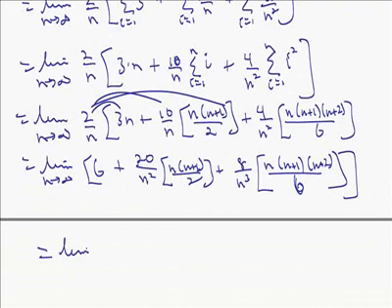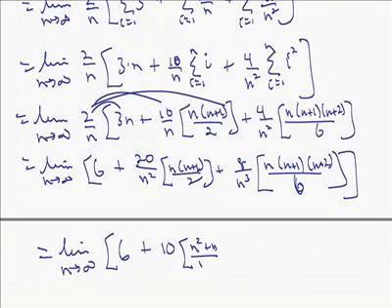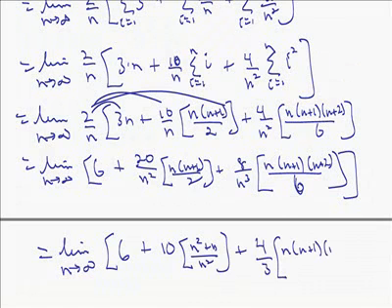Well, let's make things a little bit nicer before we do take that limit. We have the limit of 6 plus 20 over 2. That's just going to be a 10 times n squared plus n over n squared here. Okay, plus 8 over 6 is 4/3 times, so I just brought that up there, that's n times n plus 1 times 2n plus 1 over n cubed. So now we can get our limit.